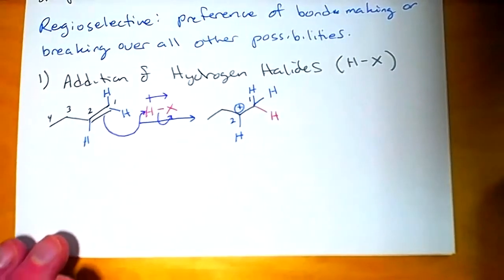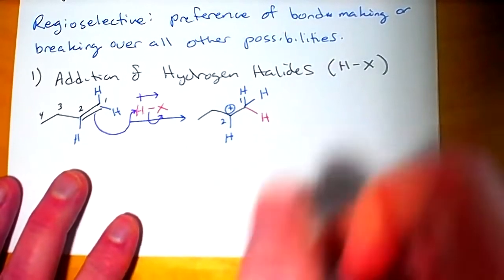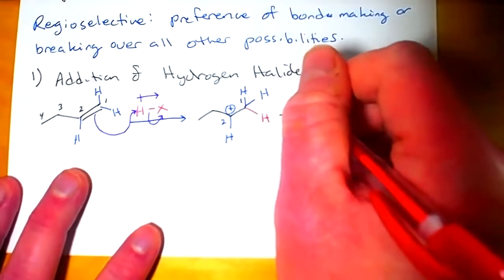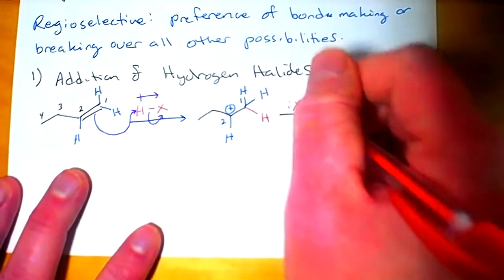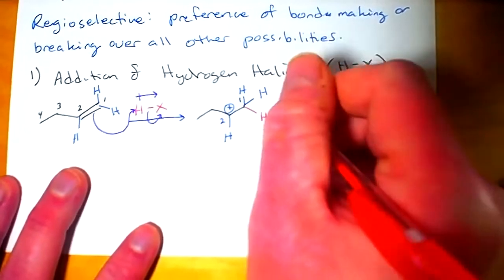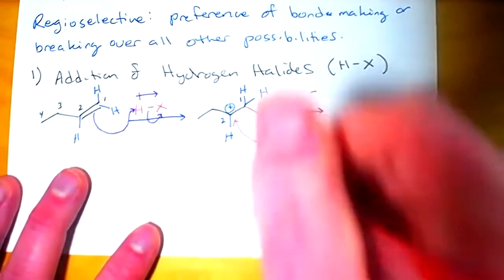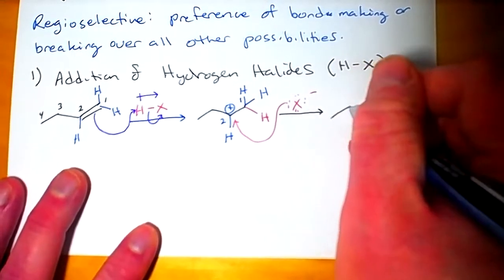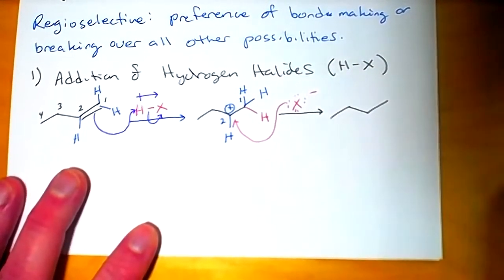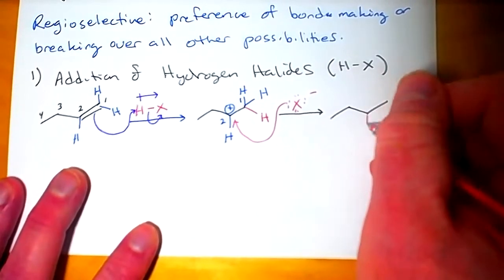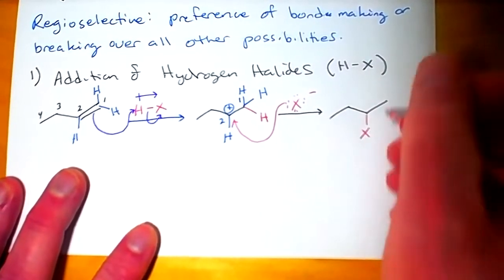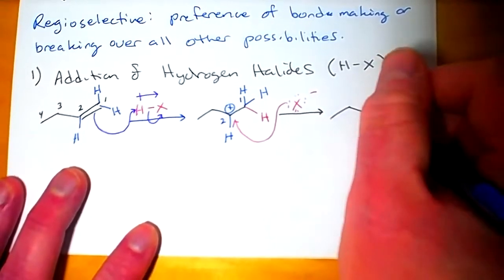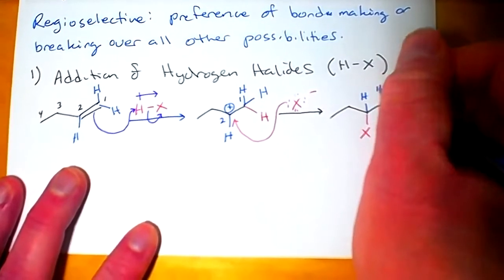Okay. Now, following this is going to be our halide, which can attack that positive charge. So you ultimately end up putting the halogen here and the hydrogen here. Again, showing those other hydrogens that are present, that were present originally.